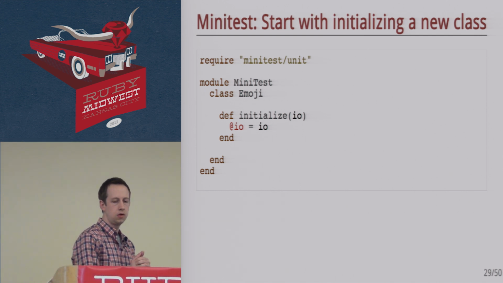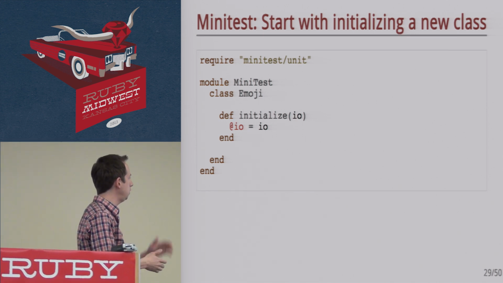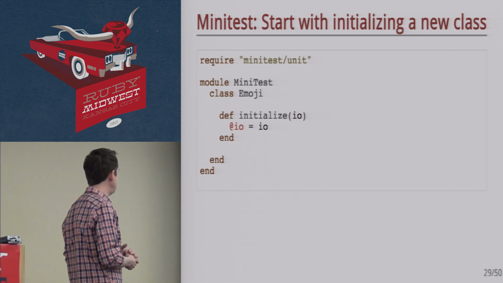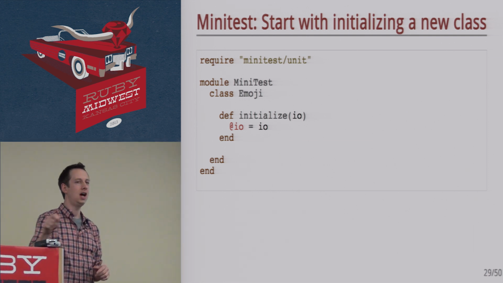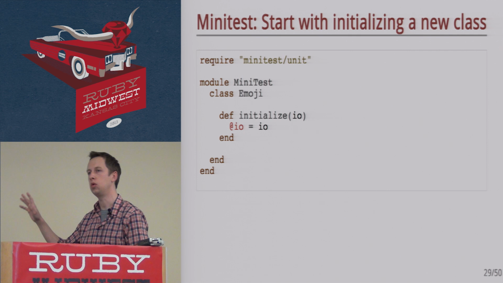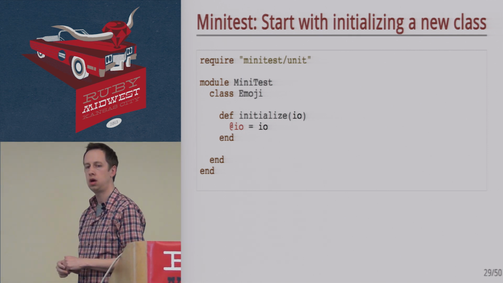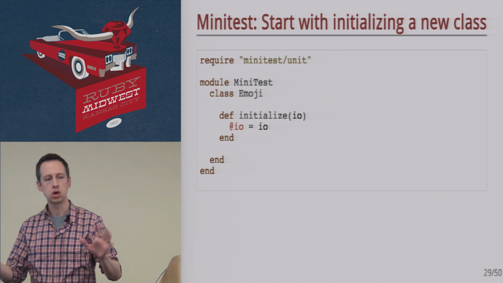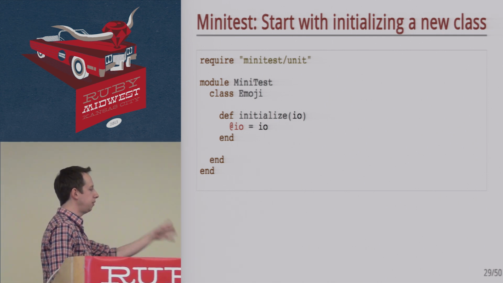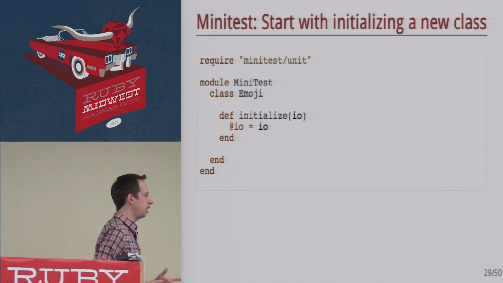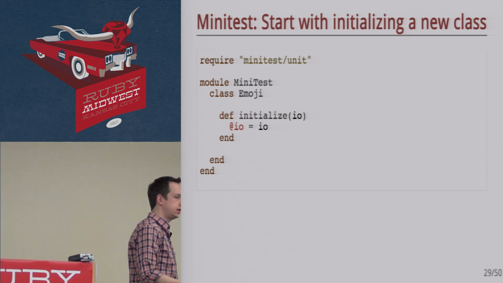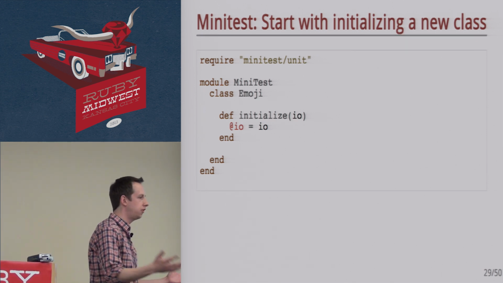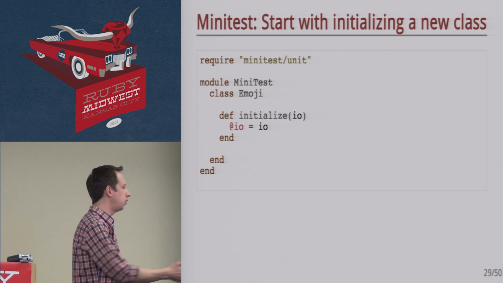All right, so first step is plain Ruby. We're just going to create a new class called Emoji. We're going to pass in an IO, and that can be anything. In this case, it's going to be our stream to our terminal. If we wanted to do something a little bit more crazy, we can pass in something other than a stream to the terminal. We can pass in an HTML file or something that we can output to.